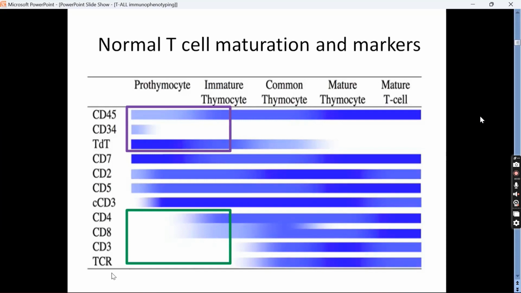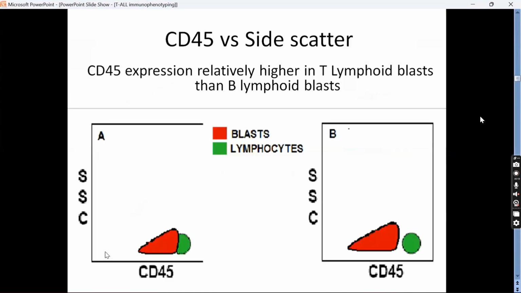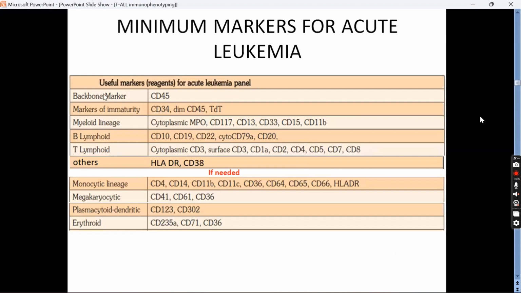Okay, doctor? Yes, sir. They both are a complex, so they both behave in the same fashion. When CD3 is positive, TCR will be positive. When surface CD3 is negative, TCR will be negative. So that cannot be an immaturity marker. So this one I just said to you.